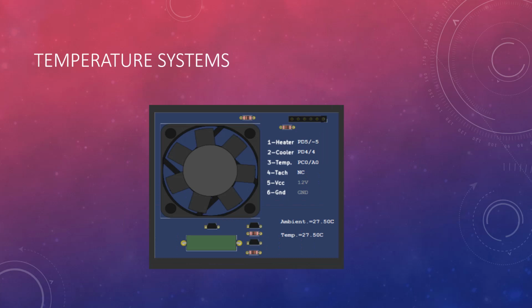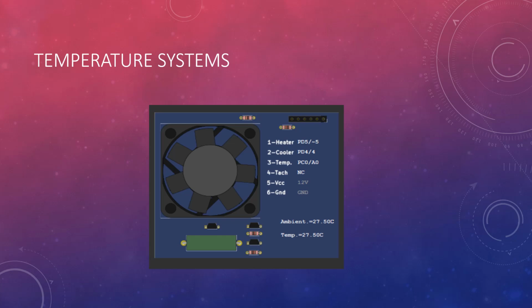Then this is the temperature system, which contains the LM35 sensor, heater, and a cooler. It includes the LM35 temperature sensor, heater, and cooler. It measures ambient temperature and provides an analog voltage output proportional to the temperature, that is 10 millivolt per degree Celsius, connected to an analog input pin on the Arduino. The Arduino reads the analog voltage and converts it into a temperature value using a conversion formula. This conversion formula is written in my coding part. I will explain it in the slide.